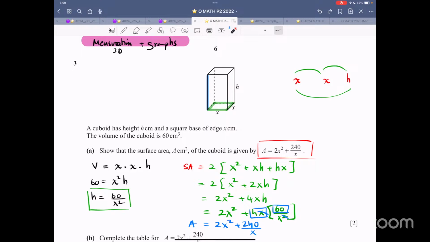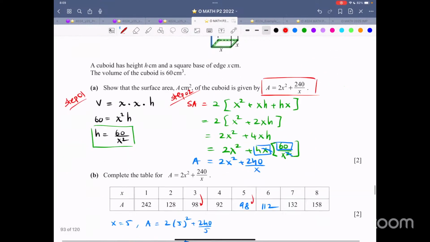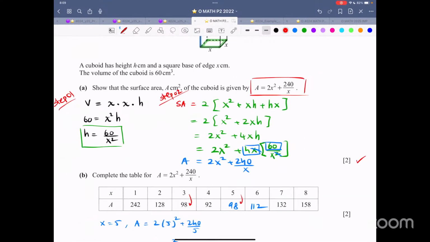You get this thing. From the volume equation, you make h the subject because h is nowhere to be found in the surface area formula. So this is step number 1, and this one is step number 2. That is how you do the proving. So that is for 2 marks.